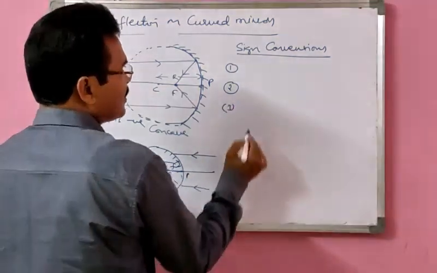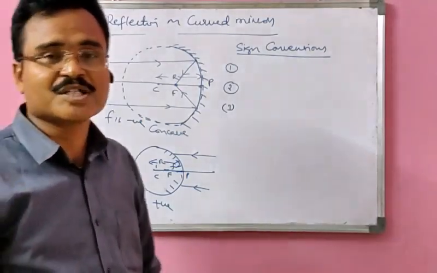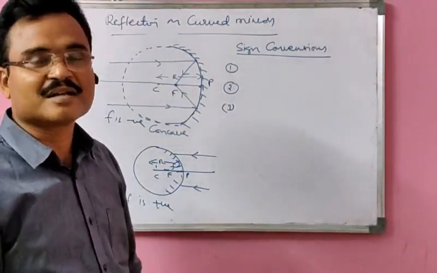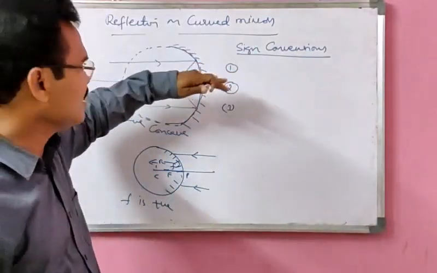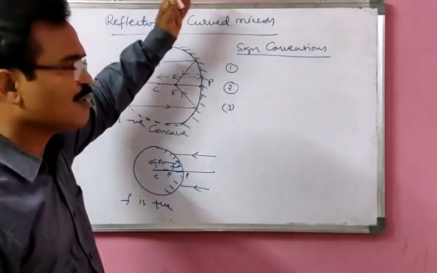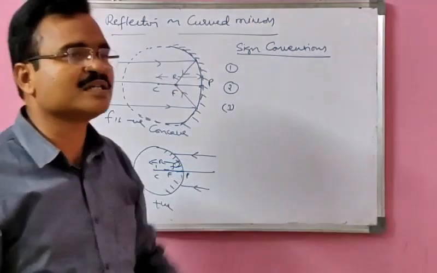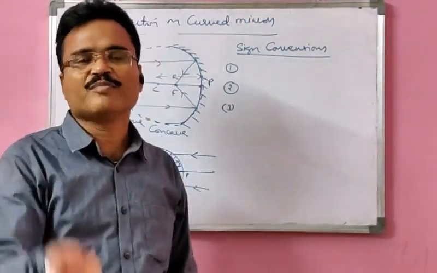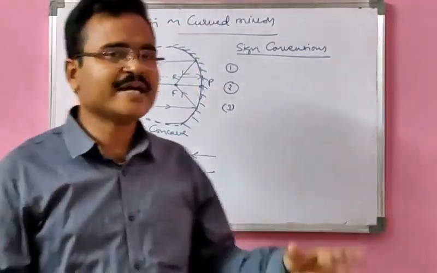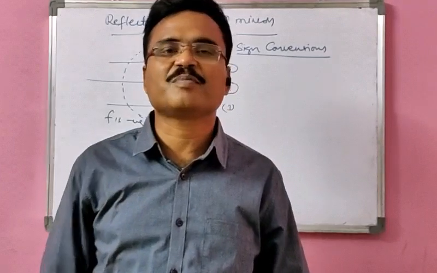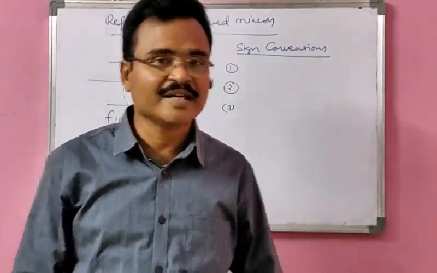Third one: the heights measured above the principal axis are taken as positive and below the principal axis are taken as negative here. You just imagine that this is the horizontal level or zero level. Above zero, all are positive. Below zero, all are negative. So the principal axis you consider as the zeroth level. Therefore, the heights measured above the principal axis are positive and the heights measured below the principal axis are taken as negative here.